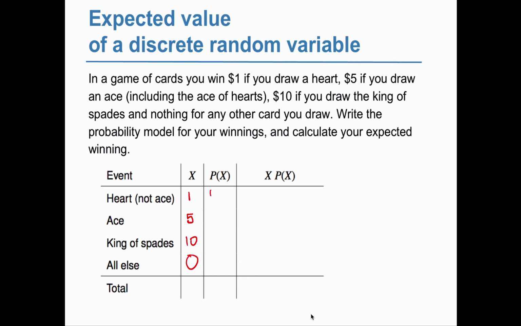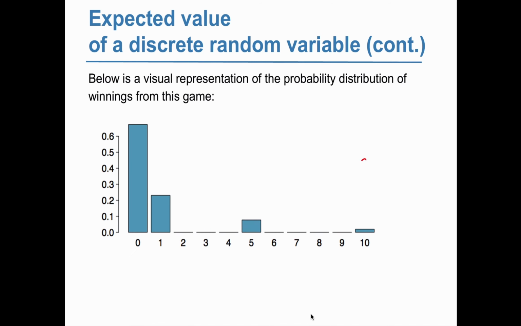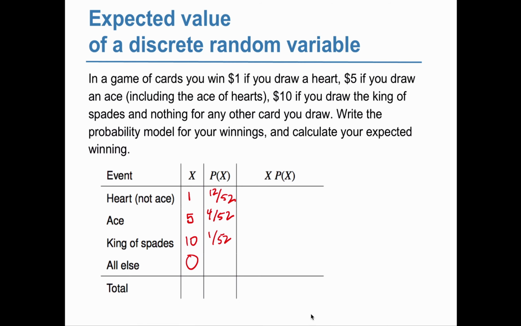There are 12 out of 52 non-ace hearts, 4 out of 52 aces, 1 out of 52 king of spades, and that gets me 17. 35 other cards. That should add up to 1.